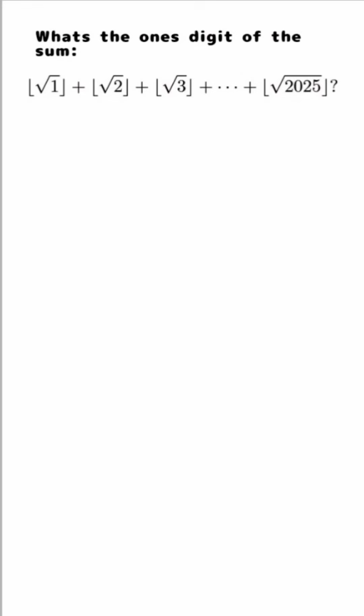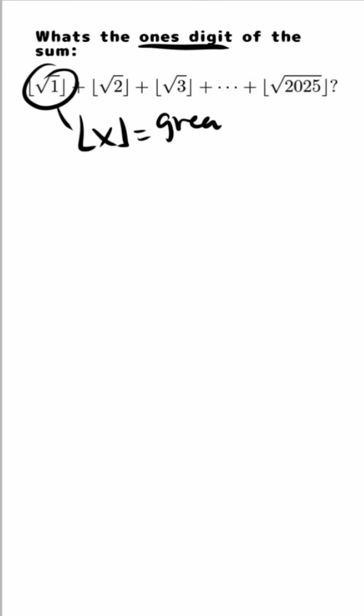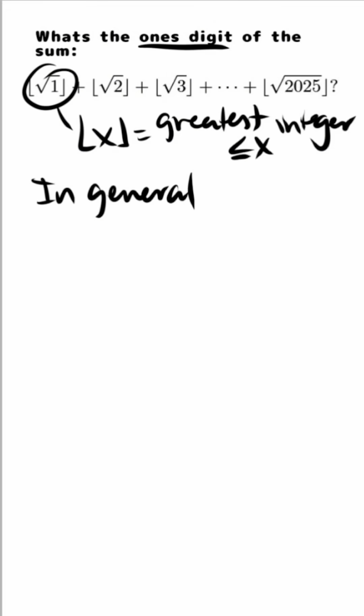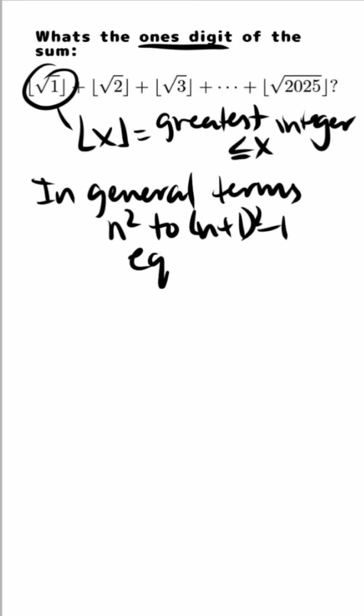Problem 18. What is the ones digit of the sum floor square root 1 plus floor square root 2 plus floor square root 3, all the way up to floor square root 2025? So floor x is the greatest integer less than or equal to x. Writing out some terms of the expression, we find that in general, for terms n squared to (n plus 1) squared minus 1, the floor of the square root equals n, where n squared is a square number.